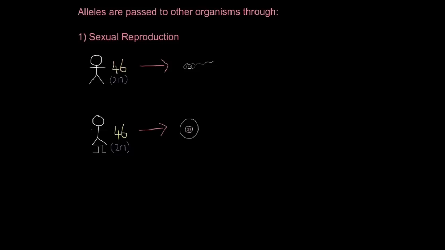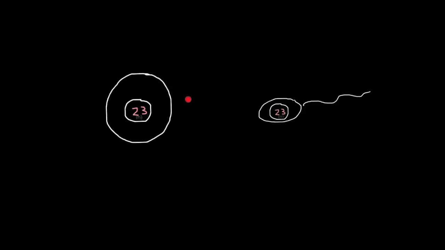Firstly, through sexual reproduction. In every cell in your body, you contain 46 chromosomes, or rather 23 pairs: 23 from your mother, 23 from your father. Because you have two sets of chromosomes, we describe this as 2n. When our body produces our gametes, or sex cells, in other words sperm and egg, 23 of our 46 chromosomes get packaged away into these gamete cells. So now you can see the sperm and the egg with their 23 chromosomes. We call this n because they only have one set.